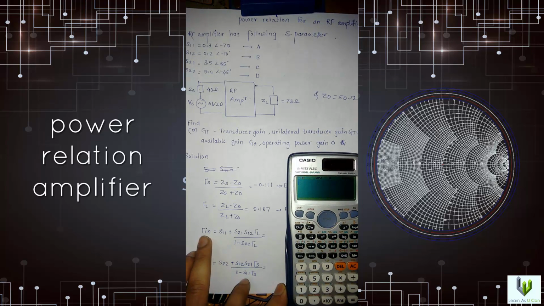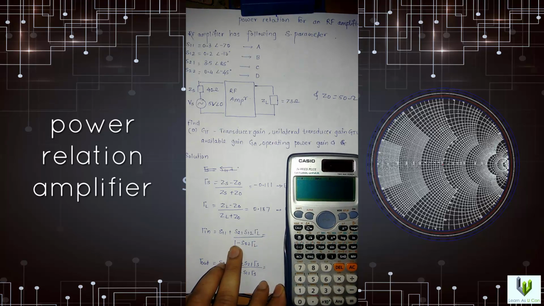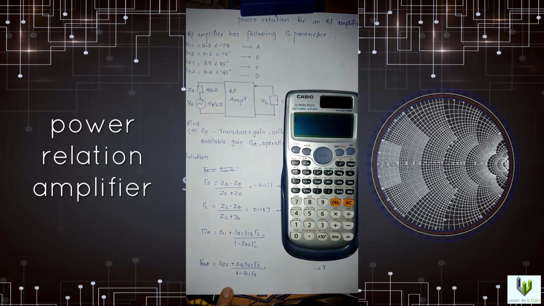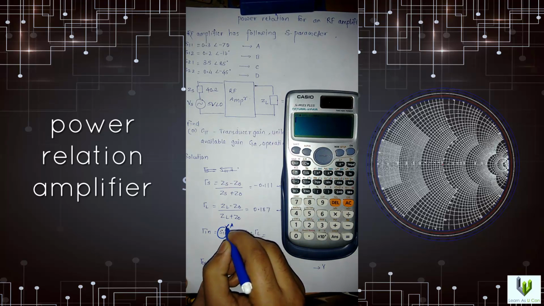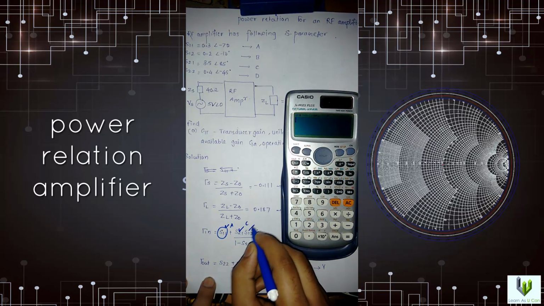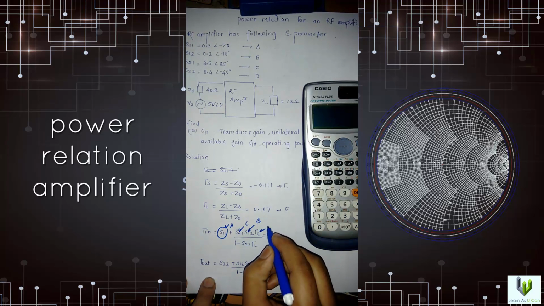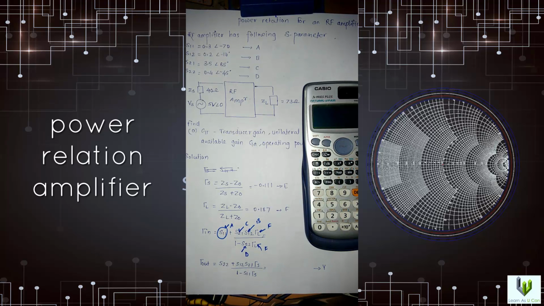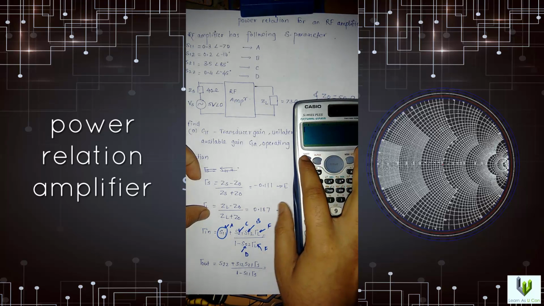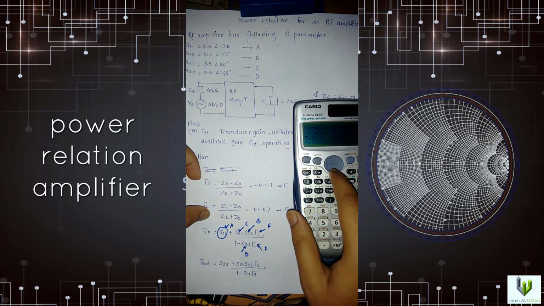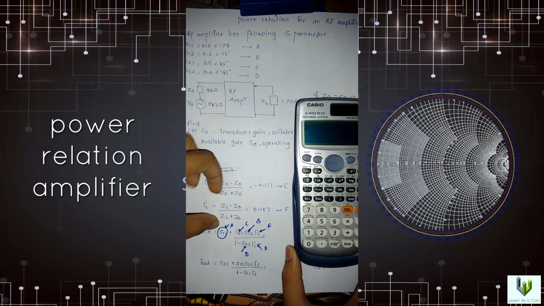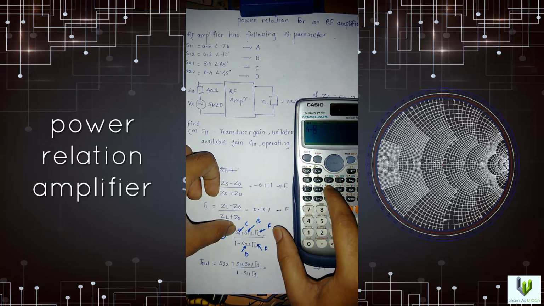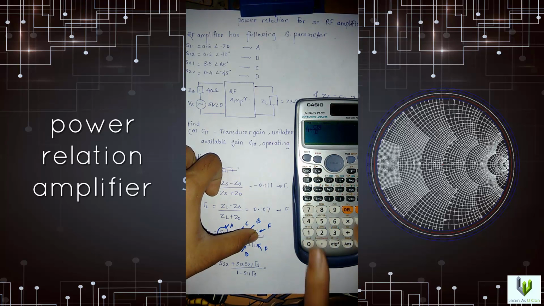If we know the formulas, gamma in is equal to S11 plus S21 S12 gamma L over 1 minus S22 gamma L. Now use the calculator. For your kind information, just put all this: this is A, S21 is C, S12 is B, gamma L is F, S22 is D. Okay, just I am using this. Now you get the result. Again I am converting this into angle form, so it is better for me.